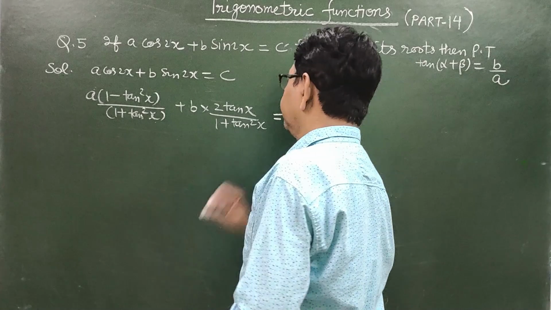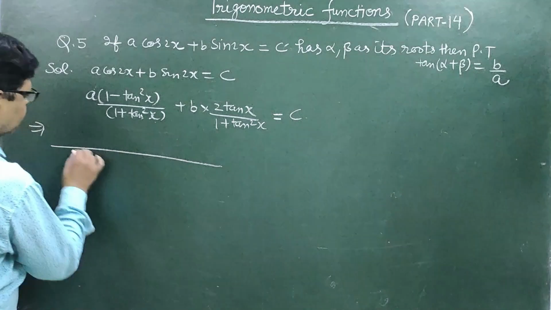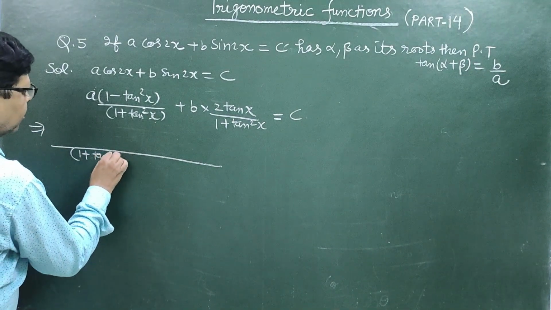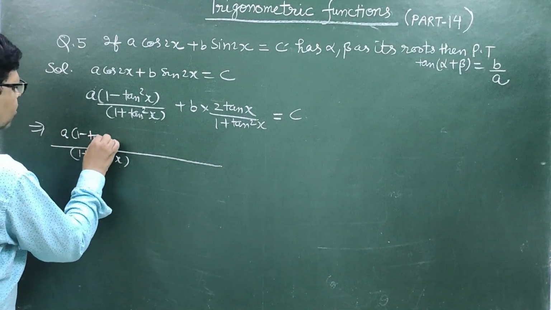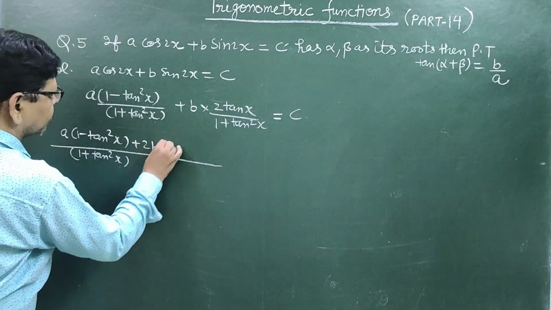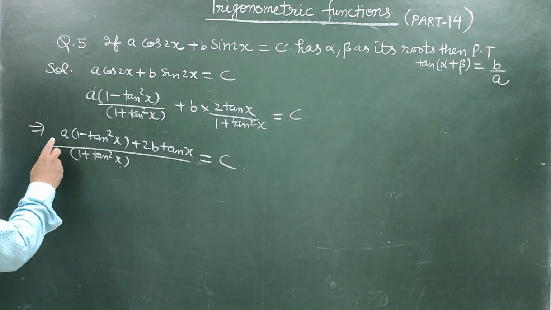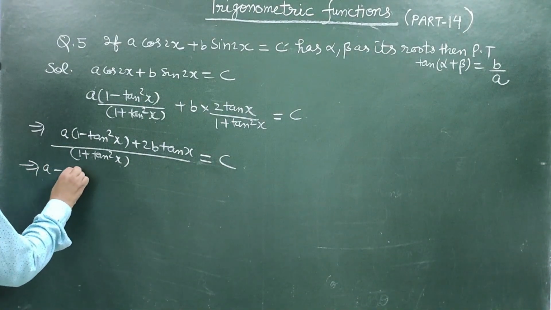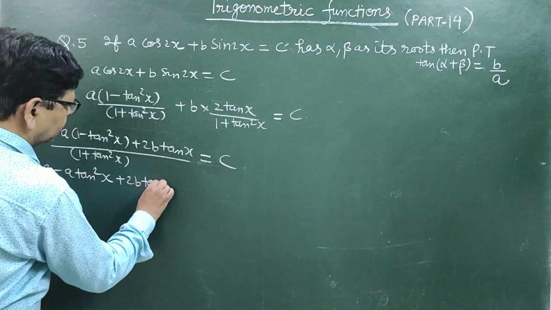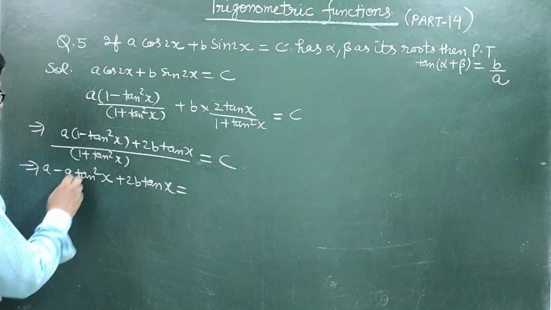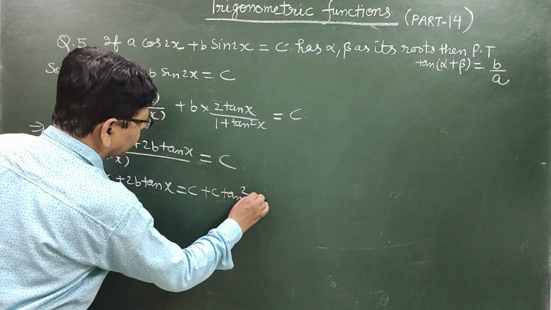is equal to c. Now you can take the LCM. LCM is 1 plus tan square x. So if I take the LCM as 1 plus tan square x, then here I get a into 1 minus tan square x plus 2b tan x is equal to c. Now multiplying by a here, a minus a tan square x plus 2b tan x is equal to c into 1 plus tan square x, that is c plus c tan square x.